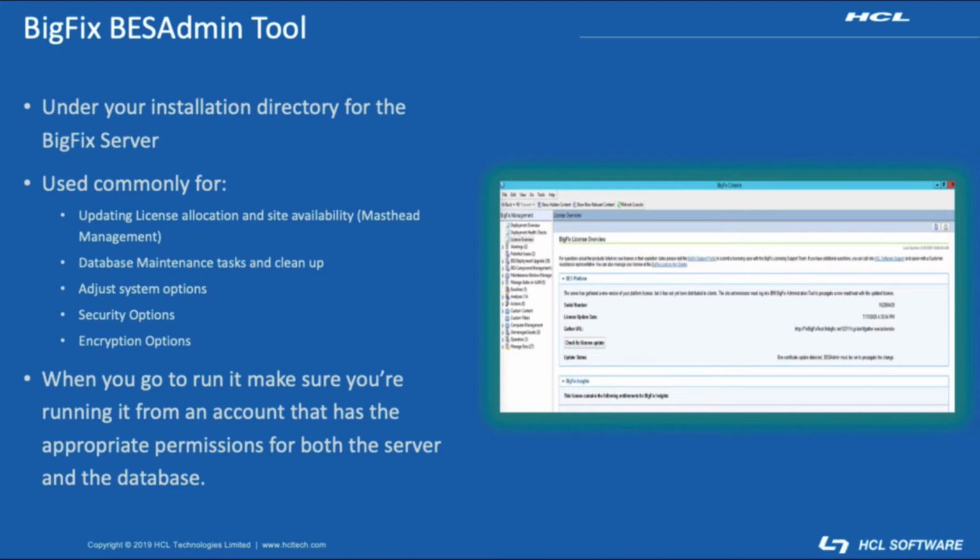Biz Admin Tool is used for updating license allocations and site availability. So if there are additional licenses that are purchased, or if there are additional sites that are purchased for your BigFix environment, or just changes to the environment in any sense of that, this is where you're going to update that. This is also going to give you database maintenance and cleanup tasks, any adjustments to system options, security options, encryption. It does quite a bit for you.